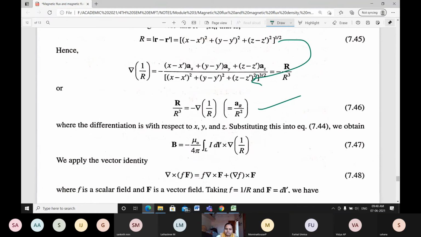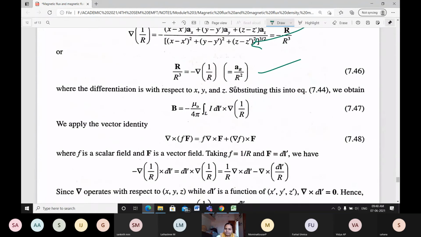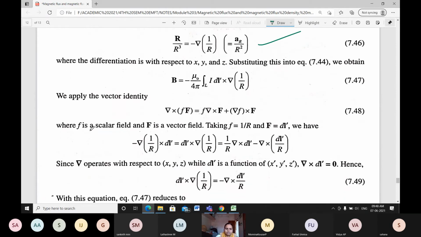Then differentiating with respect to x, y, z and substituting into the equation, the magnetic flux density B is going to be minus mu naught divided by 4 pi, line integration L, I dl dash into del of 1 by r. Then we apply a vector identity, which is like a formula for us.